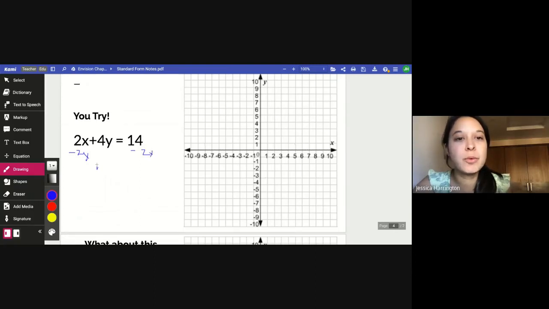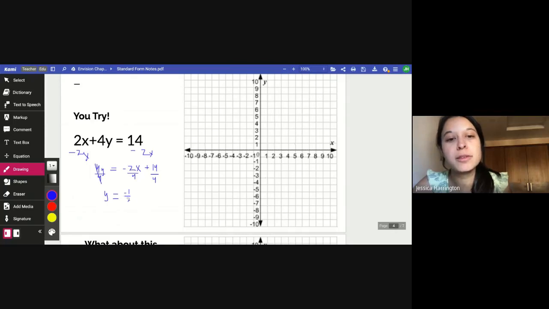So I end up with 4y equals, remember I'm going to put the minus 2x term first because that's slope-intercept form. And I have 14 still there. Divide by 4, divide by 4, divide by 4. So this becomes y equals, well, negative 2 over 4 is the same as negative 1/2. So I'm going to rewrite it as negative 1/2 x.